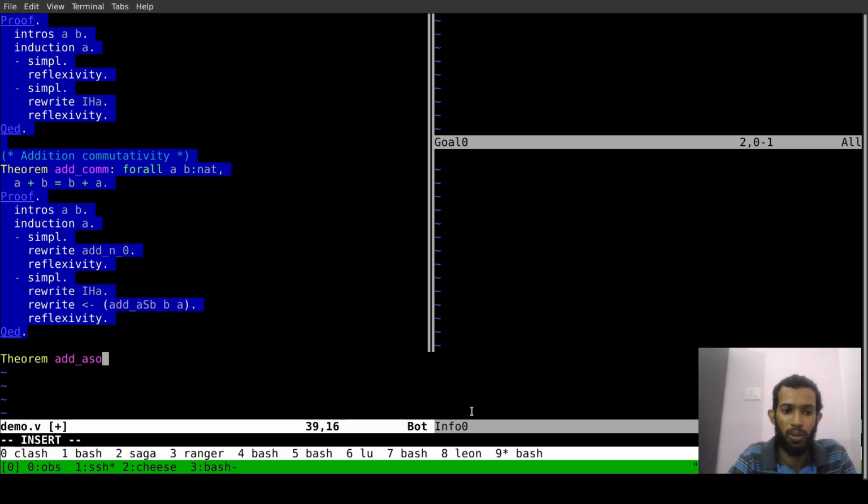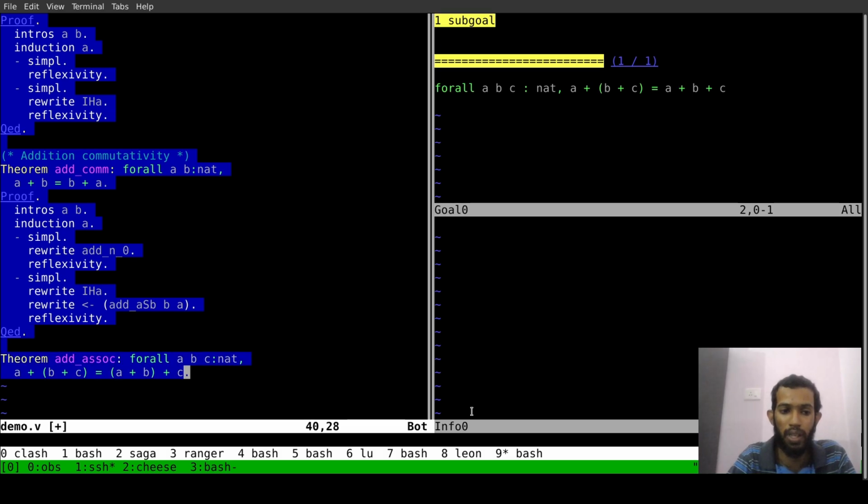Add_assoc, for all A, B, C. So associativity, there are three numbers at play here. I want to say it doesn't matter whether B plus C or A plus B is done first, we'll always end up with the same result. That's what associativity means, right? So right, we'll start trying to prove that.